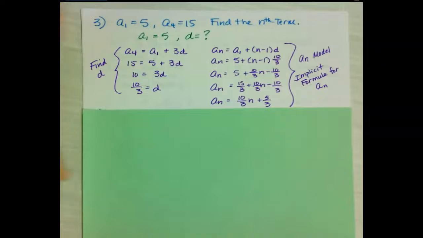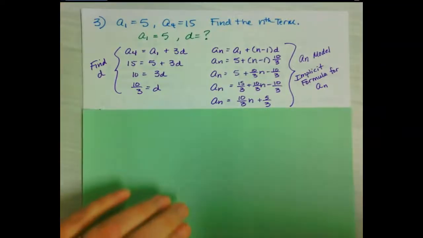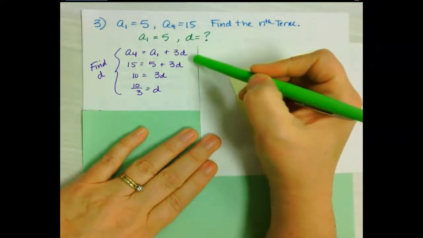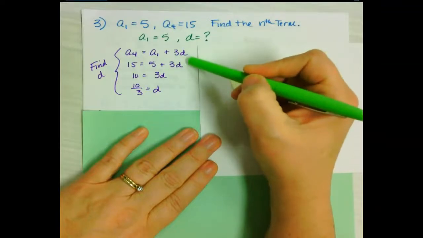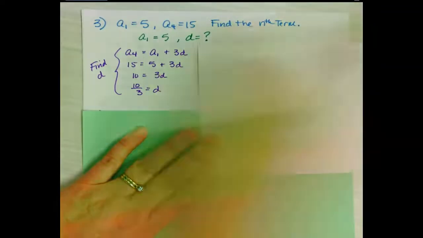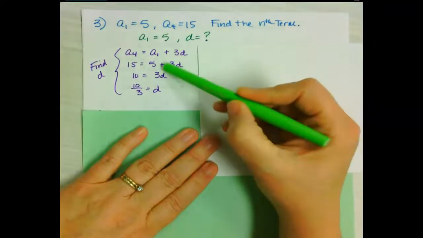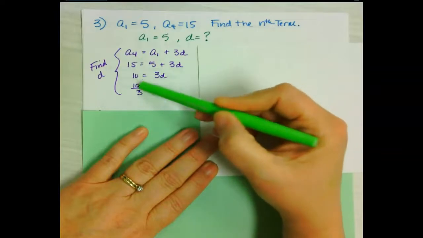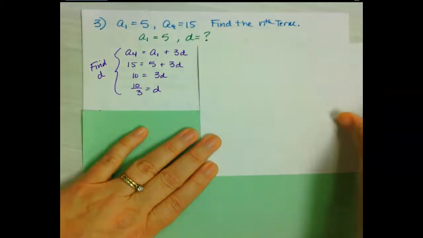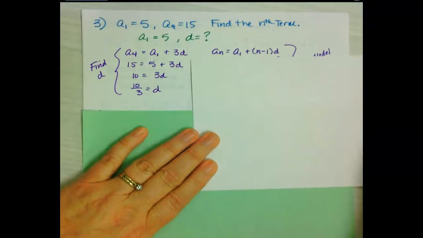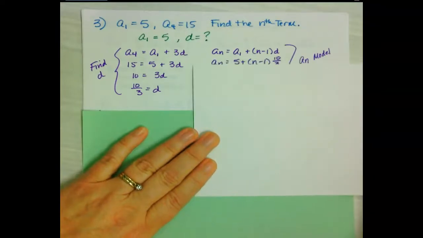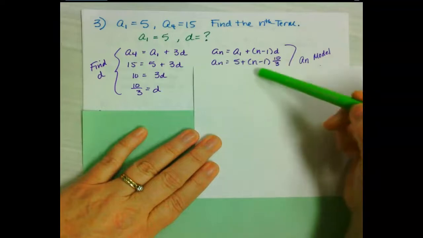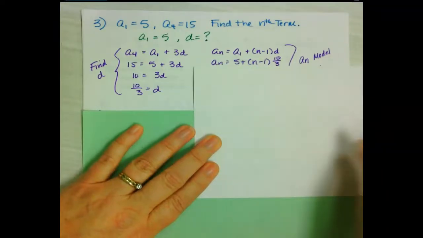So I'm going to have a sub 4, which is a sub 1, plus 3d because there's 3 common differences. And then I am going to move the 5 over. It's 10. I'm going to divide by 3, so I get a fractional difference, which is 10/3. So now I'm going to go back to my model, the same one we've been using. I'm going to plug in what I know. So I am plugging in a sub 1, and I'm plugging in the difference over here, which is 10/3.